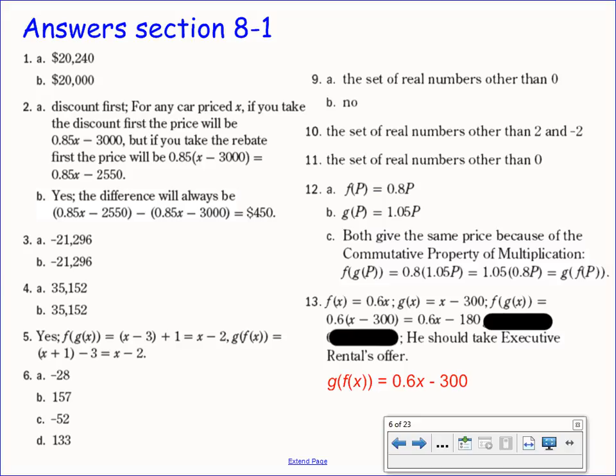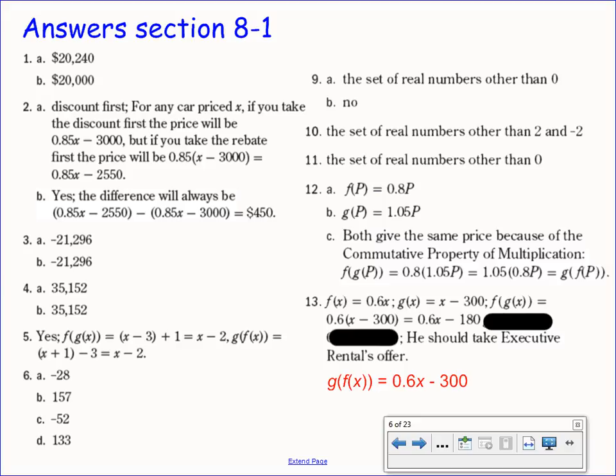5, yes. That composition results in X minus 2. 6A, negative 28. B, 157. C, negative 52. And 6D, 133. 9A is the set of all real numbers except for 0. B, no. 10, the set of real numbers except for positive and negative 2. 11, the set of real numbers except for 0.